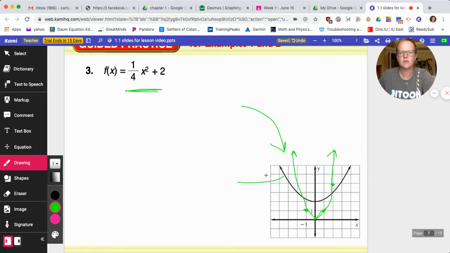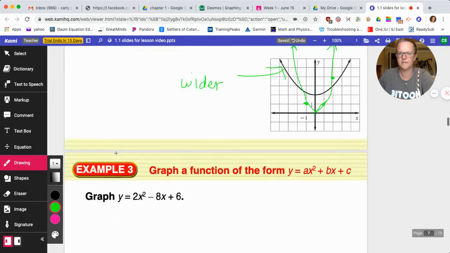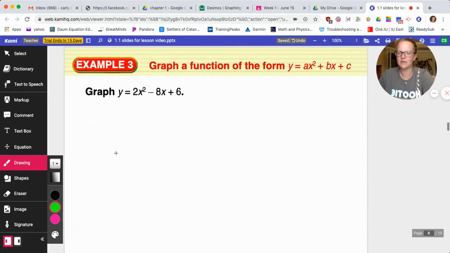Okay, this one is wider. And that is because I have a fraction out front. We'll get into some more practice like that as time goes on. All right, next example.